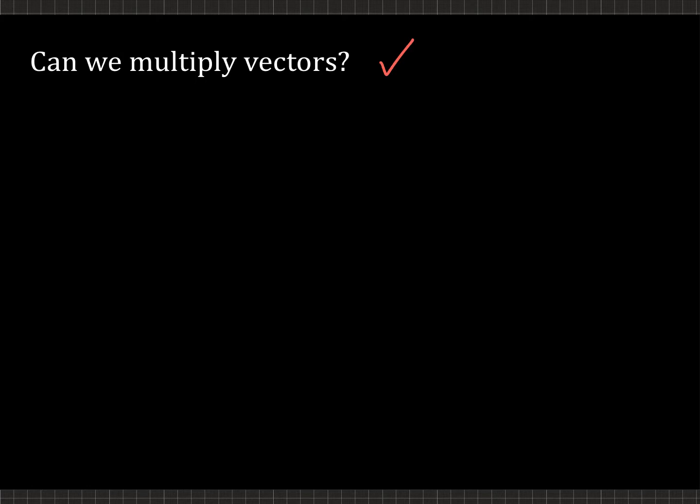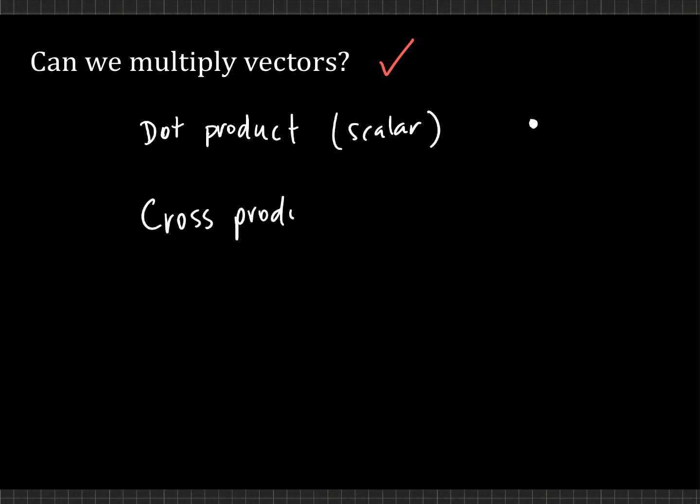But the thing about vector multiplication is that it can mean a few different things. First, we've got the dot product, also known as the scalar product, and it's represented imaginatively by a dot. And we've also got the vector cross product, also called the vector product, and it's denoted by a multiplication sign. Okay, so we've got the dot product and the cross product. What is the dot product?